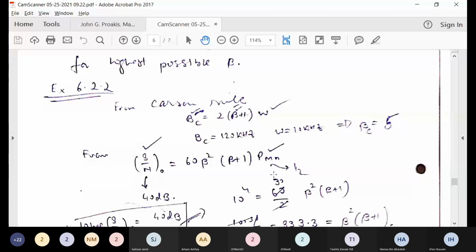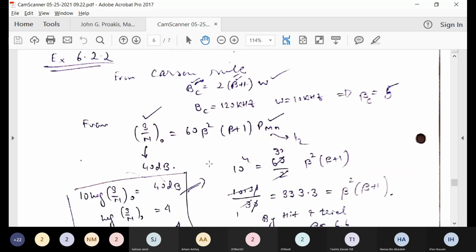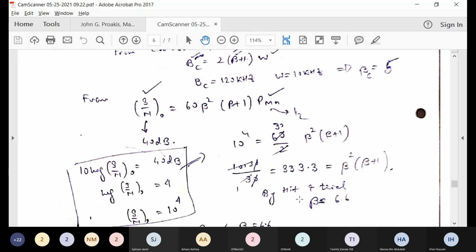So in this equation, we are given that the signal to noise ratio at the output has to be 40 dB. PMN is given to be half, and we need to find this beta value. So I solve this equation. You can solve this. So beta square (beta plus 1) was going to come out to be 333, and you can use various values of beta so that the right and left become equal. So here you can see that beta comes out to be 6.6.